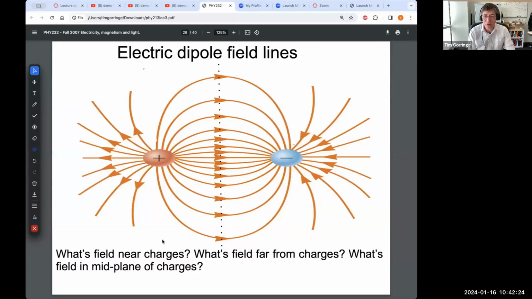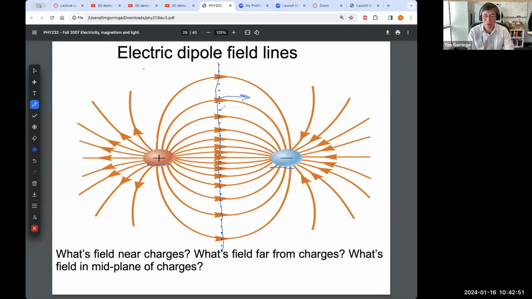Here's the electrical field of the dipole. This is the problem that we solved in the last part of the lecture. We had a positive charge on the left, we had a negative charge on the right, and we figured out the field along the midpoint. And if you remember, we found that the field along the midpoint pointed from left to right.